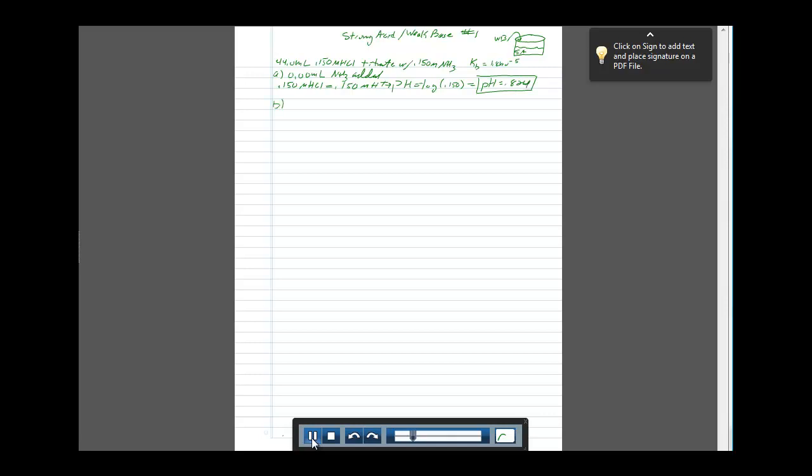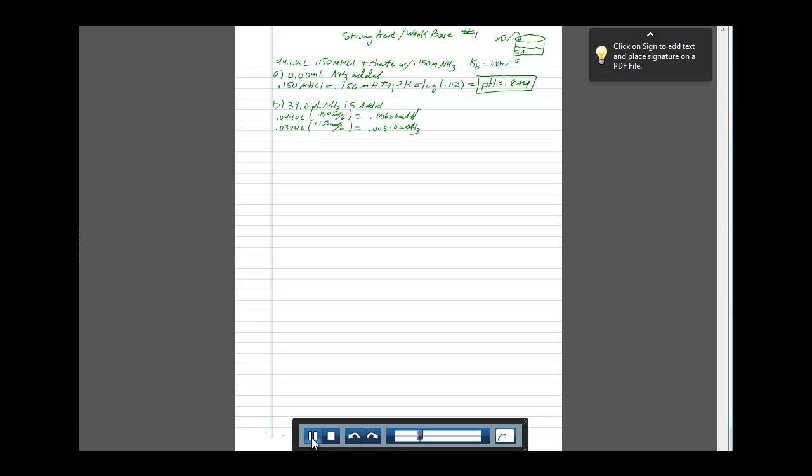The next problem is, what happens if I add 34.0 milliliters of ammonia? I have to evaluate what I have at this particular point. If I have 44 milliliters of the acid, that's 0.044 liters of 0.150 molar, so that equals 0.00660 moles of acid. If I have 34.0 milliliters of base, that works out to be 0.0340 liters, and its concentration is the same. That works out to be 0.00510 moles of ammonia.